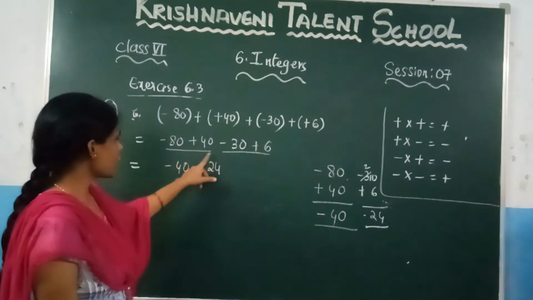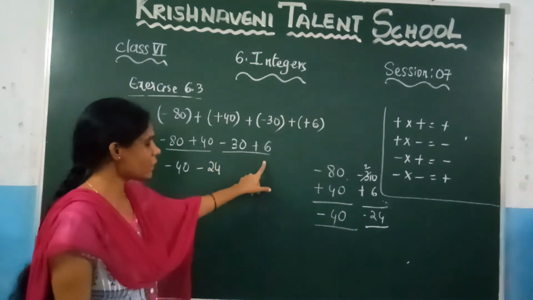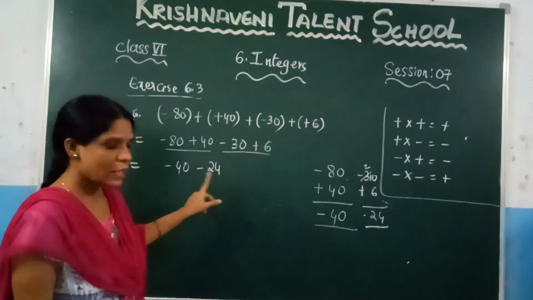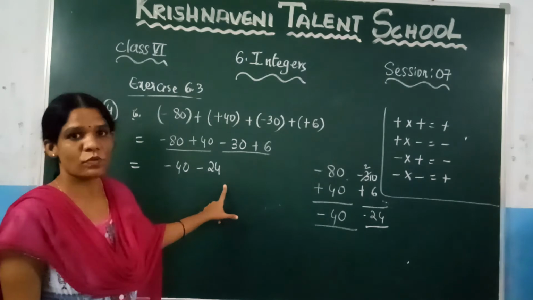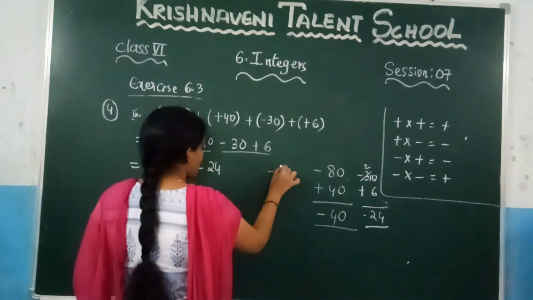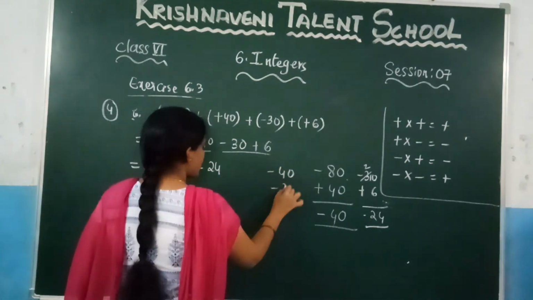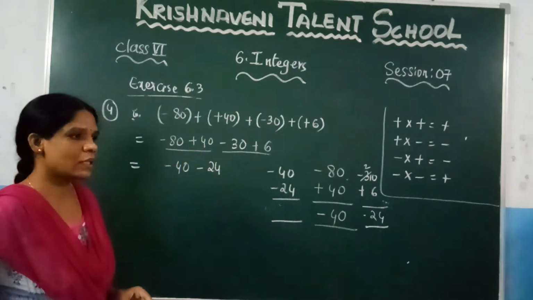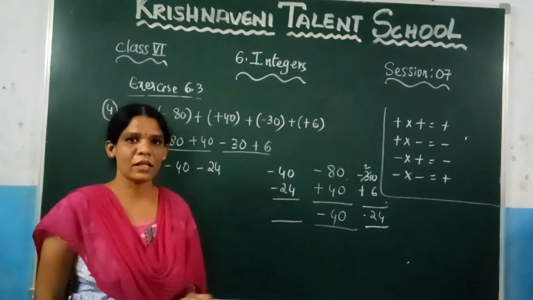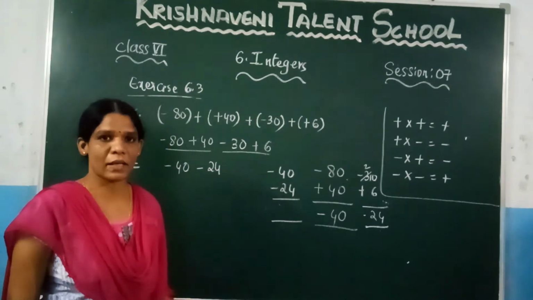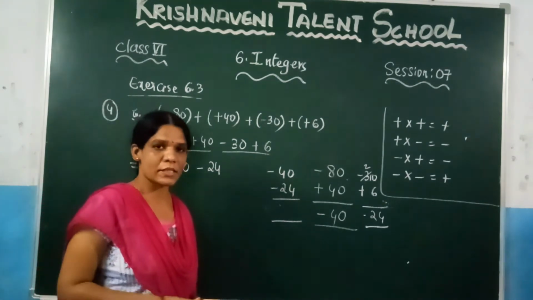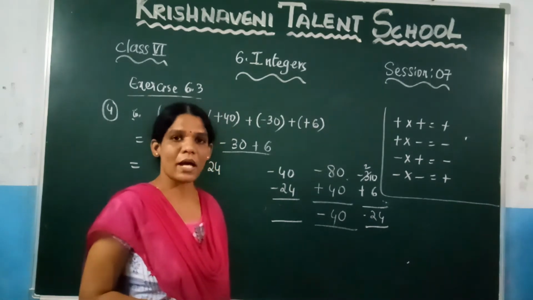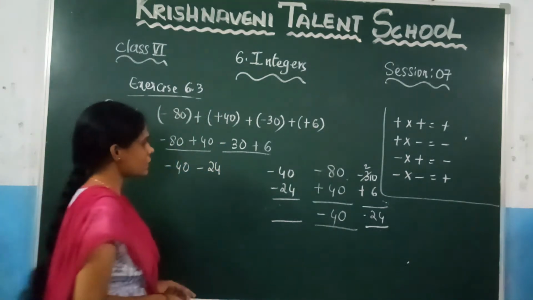Now while solving these two, you got this answer. Again, you need to solve these numbers. What are those numbers? Which is minus 40 and the next one, which is minus 24. Now you can see it here. Both the numbers are having the negative symbol or having the same sign. If both the numbers are having the same sign, always you need to add the numbers. So let us add these numbers.